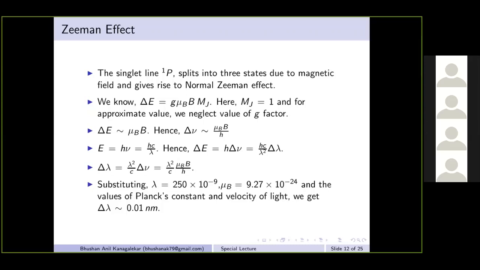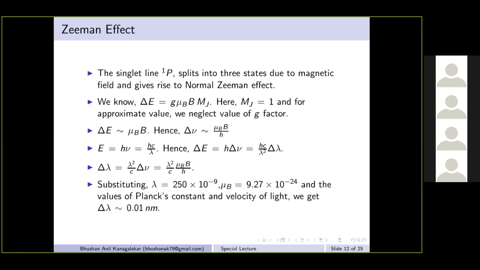I was discussing the anomalous Zeeman effect in sodium. Now when a singlet line splits, it will give rise to the normal Zeeman effect. Okay, the normal Zeeman effect we will observe. So let us see what is happening. The 1p line splits into 3 with mj equal to 0 and plus or minus 1. Plus 1 is above, 0 is at its original place, and minus 1 is below that.